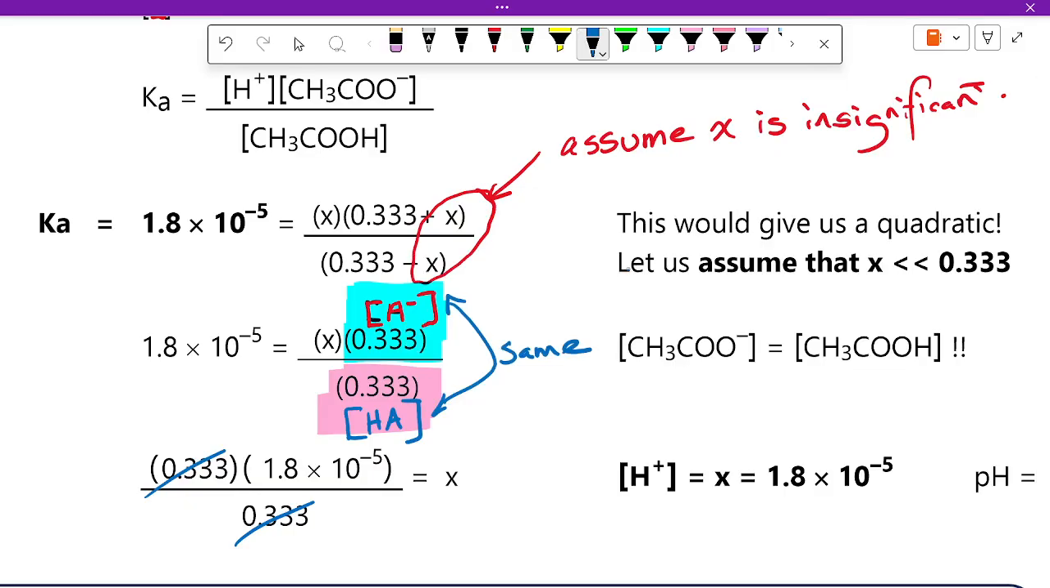And let's remind ourselves, this right here, X, what did X equal? X is the concentration of hydrogen, and what's this value over here? Ka. So at the half equivalence point, Ka is equal to the concentration of H plus.